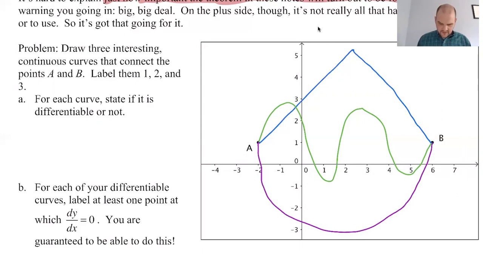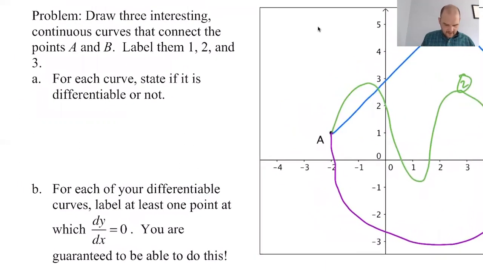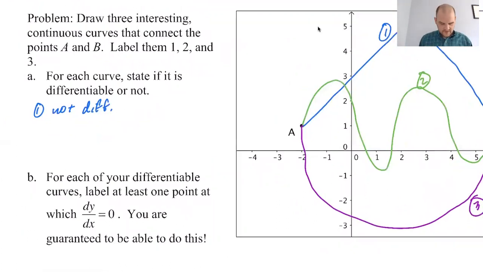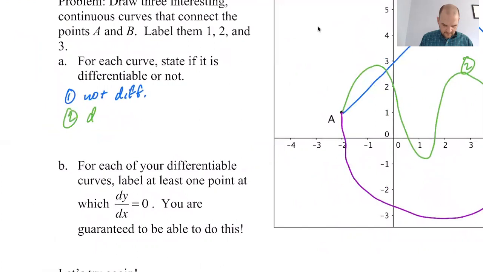Now for each of my curves, I have to say if the curve is differentiable or not. So I should label them 1, 2, and 3 according to this. I did 1 and then 2 and then 3. All right. Number 1, definitely not differentiable. Look at that sharp turn there. If you have a sharp turn, not differentiable. Number 2 is a sinish curve. It is definitely a smooth curve, or it is intended to be. Number 2 is differentiable.